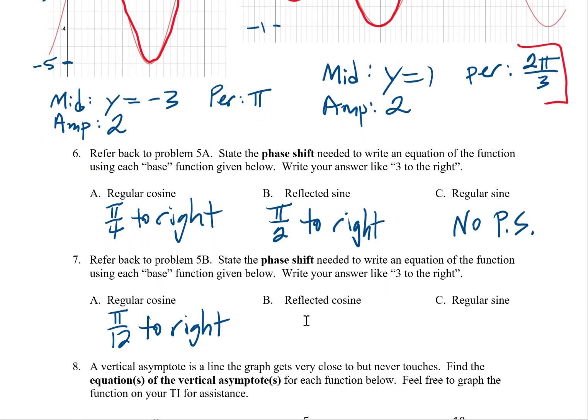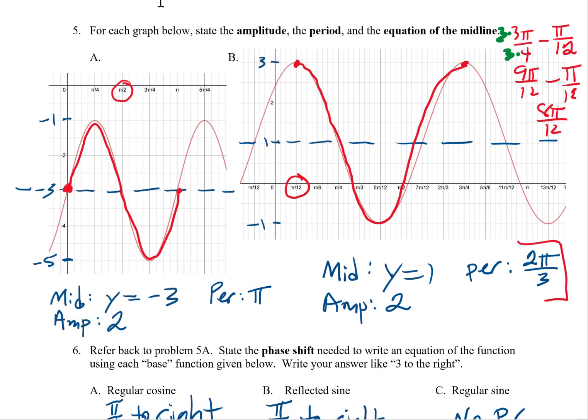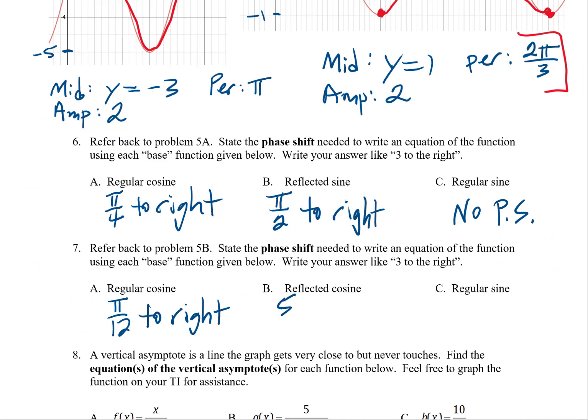Okay, what if I wanted to use reflected cosine in that picture? Well, now I don't want the vase. I'm looking for the ghost. Reflected cosine is the ghost. I'm looking for a low point in this picture. And then the ghost runs from one low point to the next low point. I can see that that starts here at 5 pi over 12. My phase shift would be 5 pi over 12 to the right.